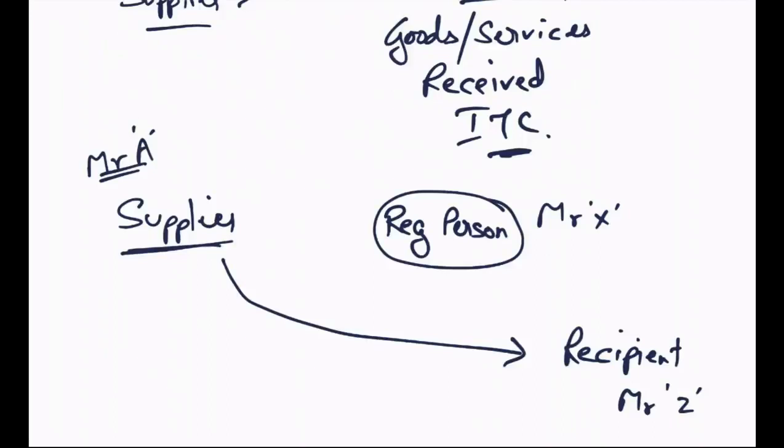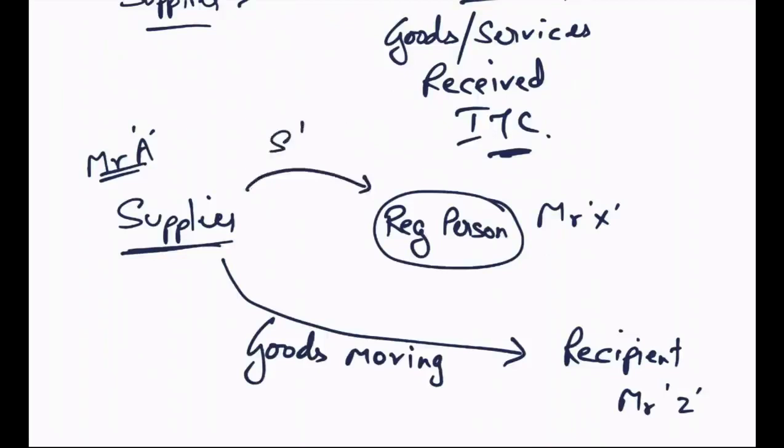So from the GST point of view, we will consider it as two supplies. Though the goods are moving from A's place to Z's place, right? But from the supply point of view, we'll consider it as two supplies, one from A to X. This is supply 1, S1 I will say, and then X is deemed to supply it to Z. So this is supply 2. So there are two supplies, supply 1 and supply 2.